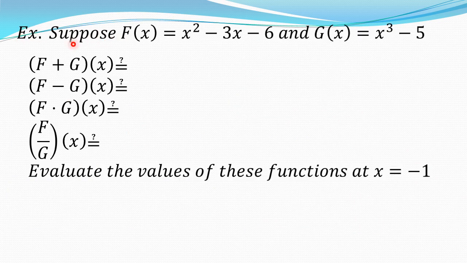All right, so here's another example. Suppose big F of x is equal to x squared minus 3x minus 6, and big G of x is equal to x cubed minus 5. What are the expressions? Furthermore, after getting the expressions here, let's evaluate the values if x is equal to negative 1. So we'll see what happens.